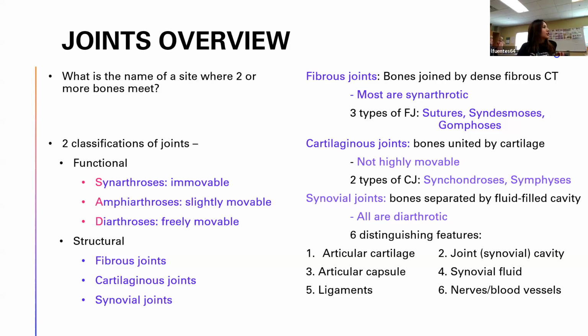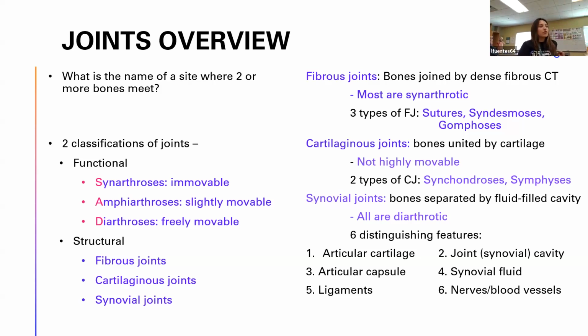After functional, we have structural joints, the second classification. We have fibrous, cartilaginous, and synovial. These are the bigger breakdown of joints, and this is where we get the different types of joints. So again, for functional we have SAD, and for structural we have fibrous, cartilaginous, and synovial.